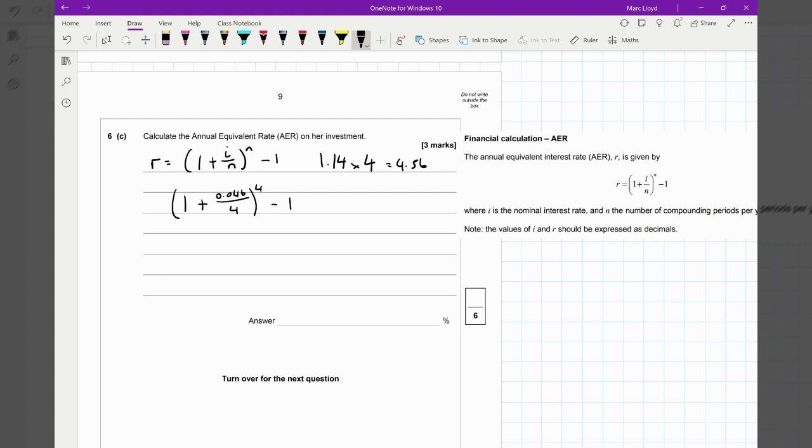Oh sorry, that's a 5 in there, 0.0456. Divide it by 4, add the 1, turn it to the power of 4, take away the 1, and that gives us 0.046387 ... and therefore our interest rate is 4.64. Done. 3 marks. Question 6 complete.